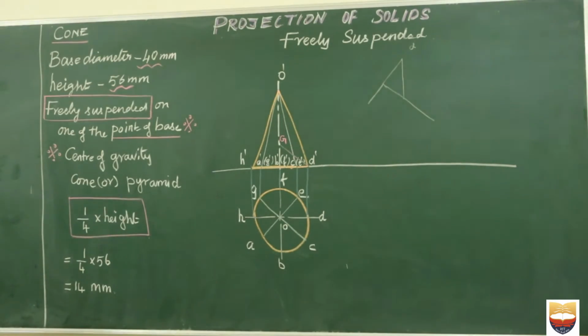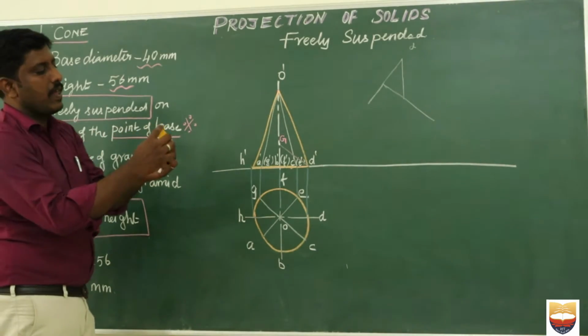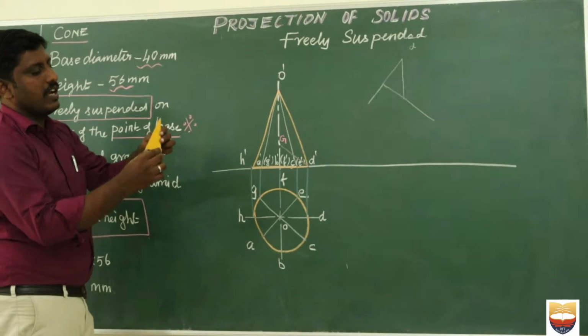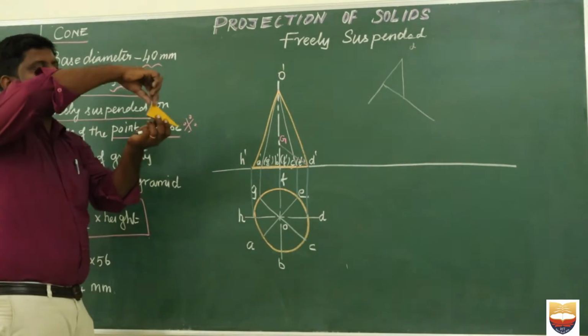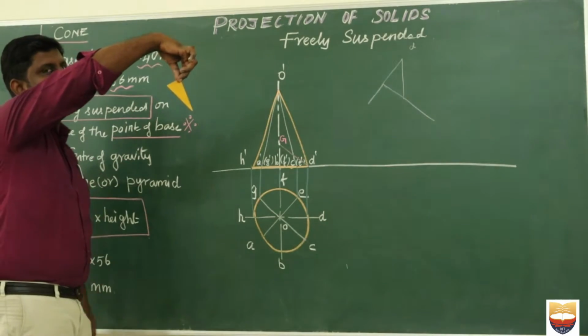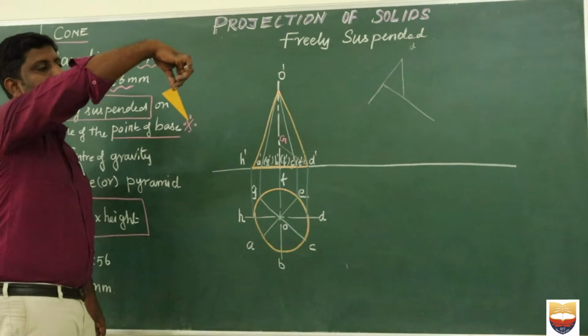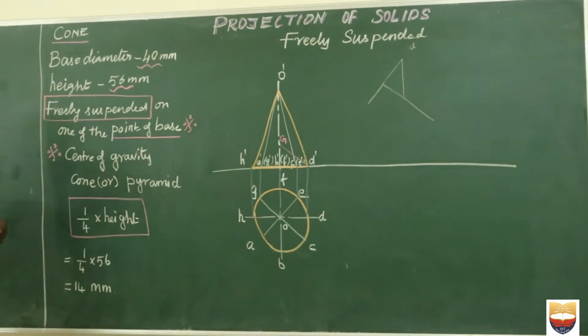Okay, so let me show you an example. See here, this is a particular pyramid. You can see I am having a triangle here and I am having triangular faces. By fixing only one point, this particular object is freely suspended. So this is the case you have to consider or imagine for this particular problem. But here we are having a problem with a cone.